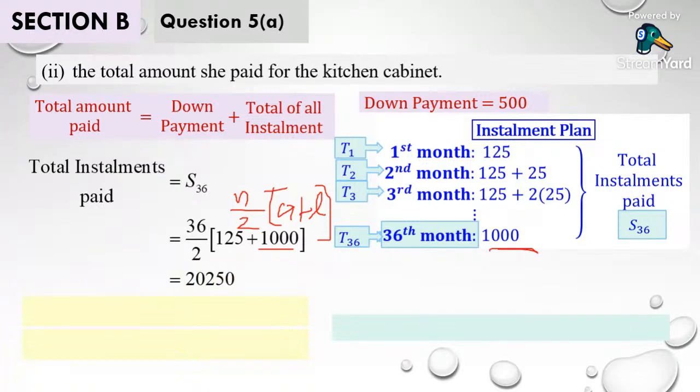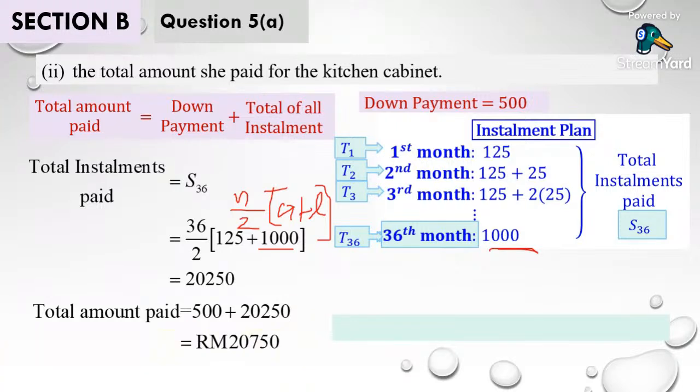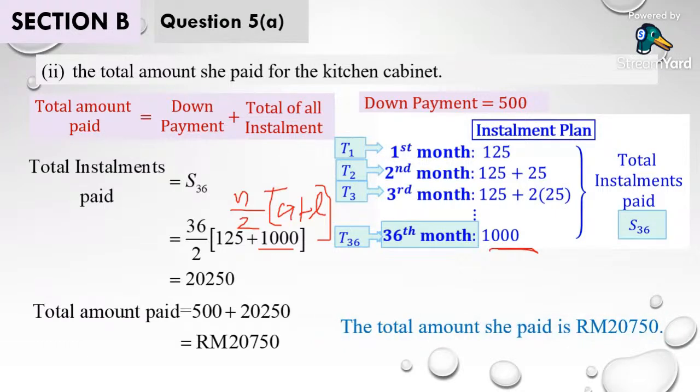But this is just the amount for the installment only, not the actual amount paid for the cabinet. The actual amount paid for the cabinet will be 500 plus 20250. So I have 20750. Therefore, this is the payment amount that is paid for the cabinet. And please kindly put in the RM there if you are not planning to write any sentence for explanations. So that goes the answer.